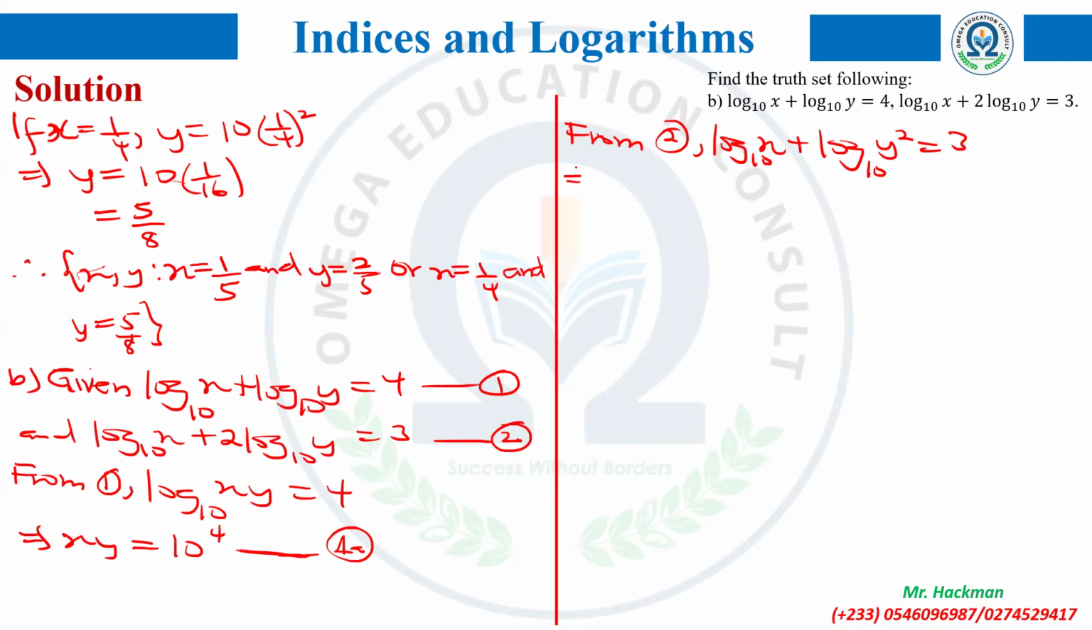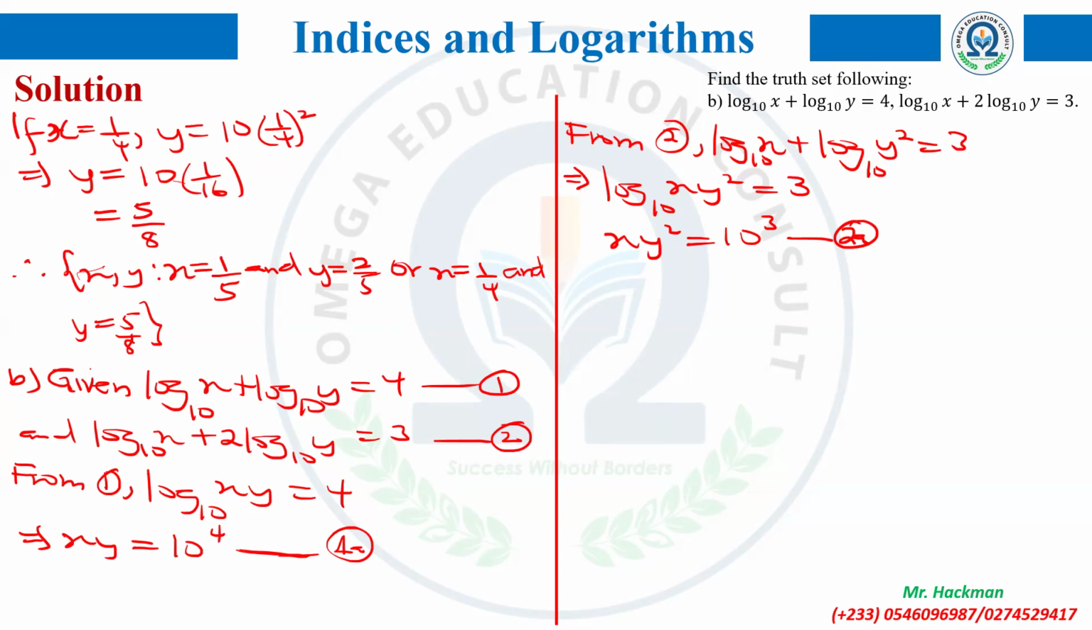So at this point, we can write what we have there as a single log: log to the base 10 of x and y squared multiplied, is equal to 3. So you switch to exponential. So x y squared will be equal to 10 cubed. Is my point well made? So this then becomes equation 2a as well. So we are going to solve 2a and 1a simultaneously.